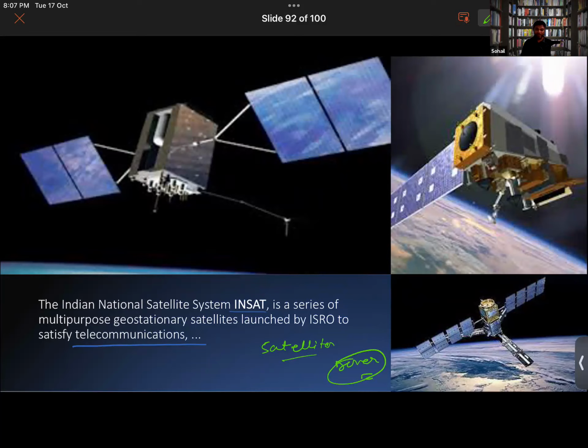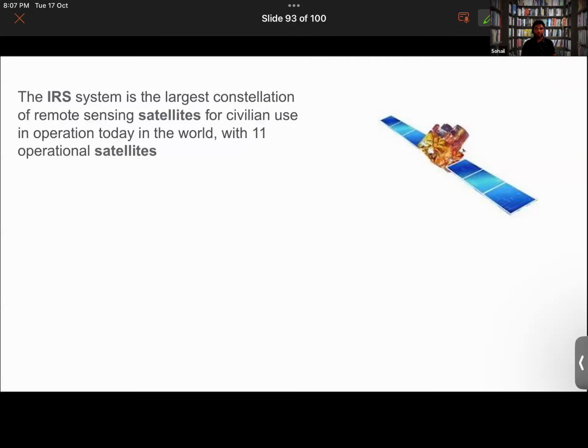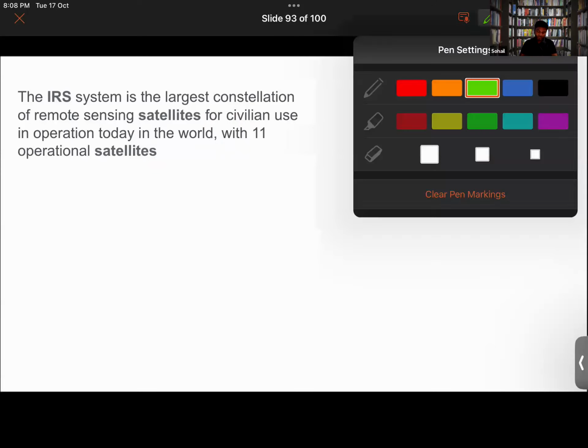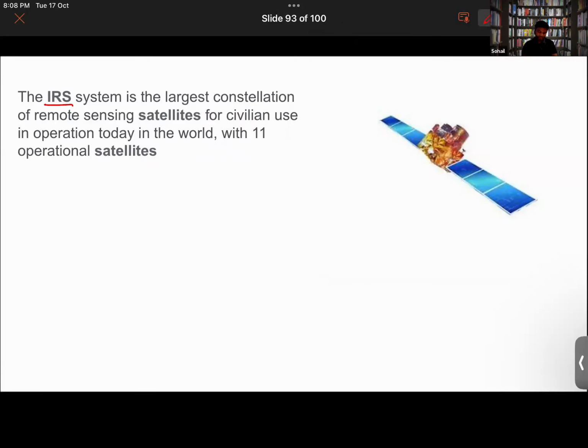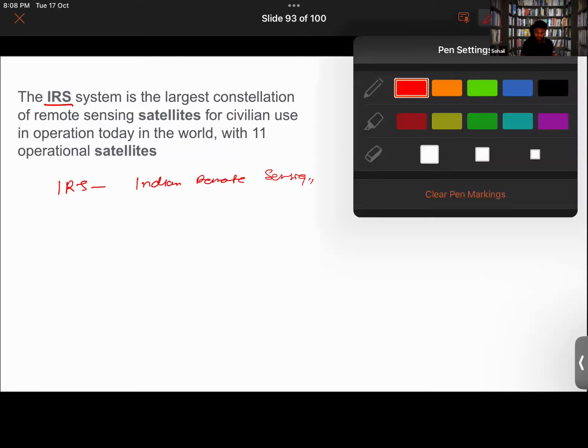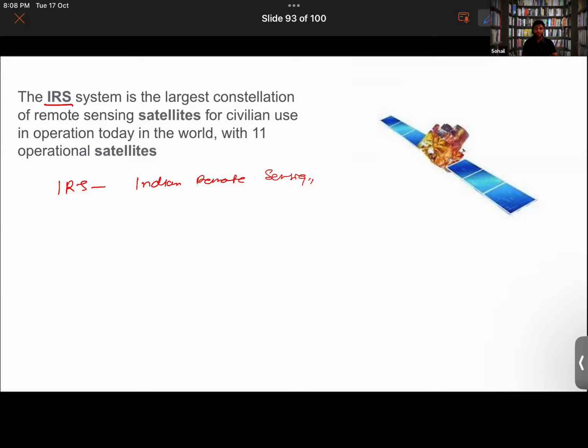So satellites are what? They are not landing on the surface of the moons or any other bodies. They basically orbit around the celestial body. Right. Then, the Indian Remote Sensing system is the largest constellation of remote sensing satellites for civilian use in operation today in the world with 11 operational satellites. Nothing too important here, simply remember what IRS is. IRS stands for Indian Remote Sensing. Okay. And this has basically launched several satellites. And those satellites provide data which are used for civilian purposes. You and me use that data.